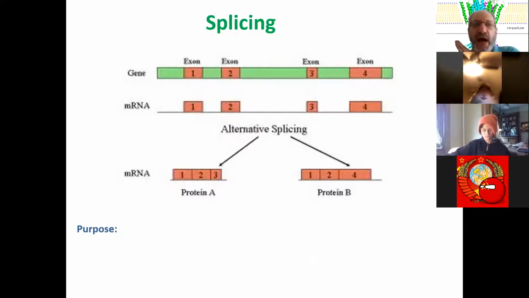Give me 2 differences between transcription of prokaryotes and eukaryotes. Just give me one. Just type it in. I'm going to give you 30 seconds to type in one difference between transcription in prokaryotes and eukaryotes.